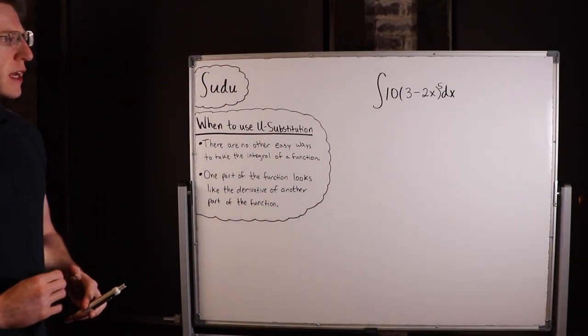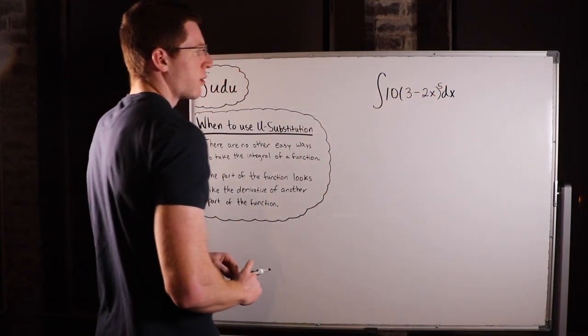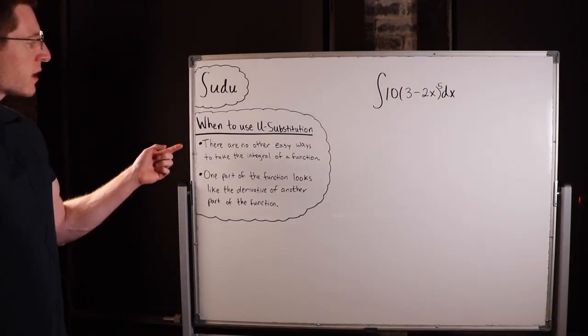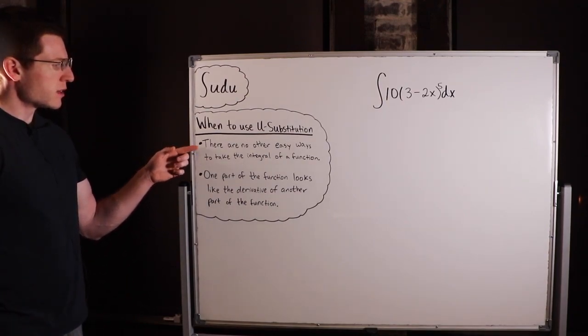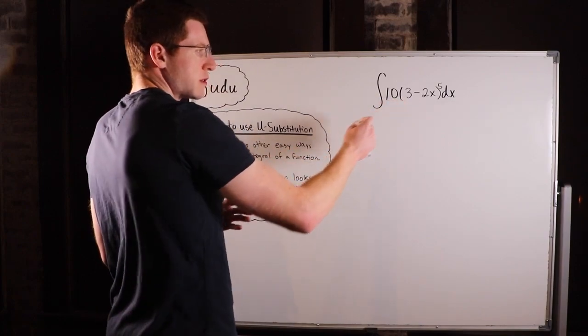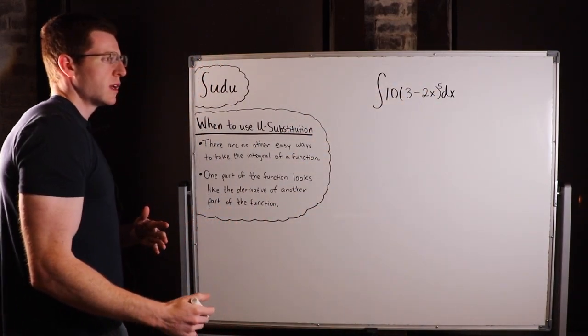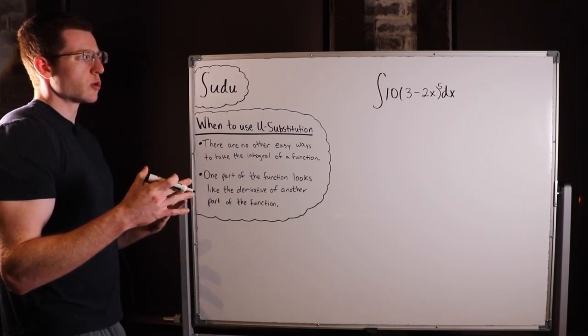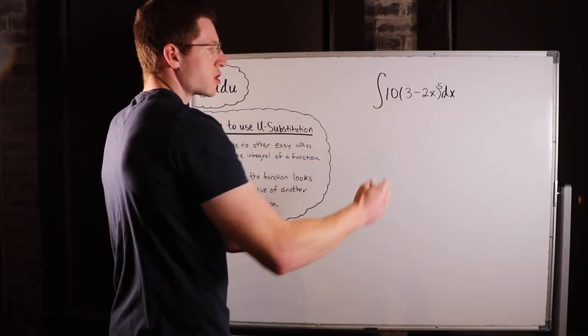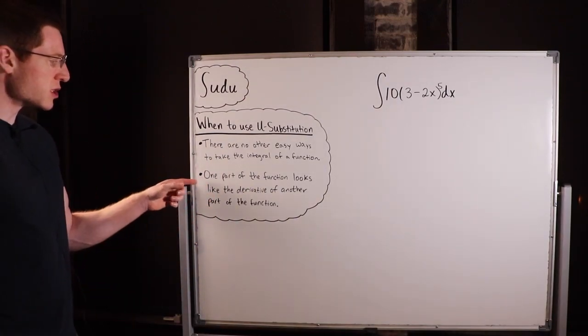So I've got a function 10 times the term 3 minus 2x to the 5th power. So again, I check my criterion quickly mentally in my head. There are no other easy ways to take the integral of this function. You look at this function, this is fairly complicated, right? 10 times a term raised to the 5th power. We really don't have any easy rules like, for example, the product rule or the chain rule like we had for differentiation. Integration, we don't have any easy way to do this.